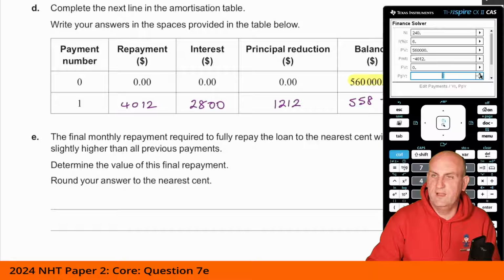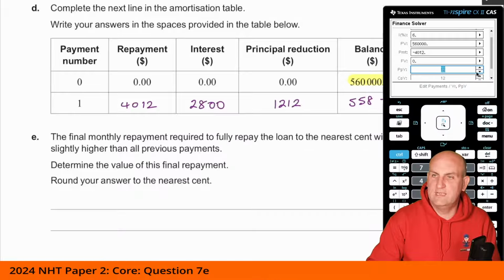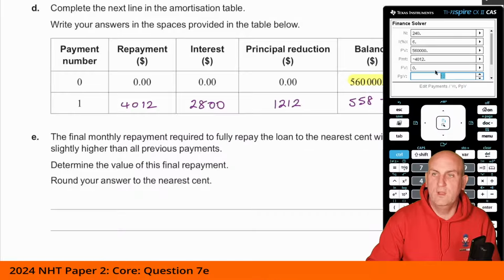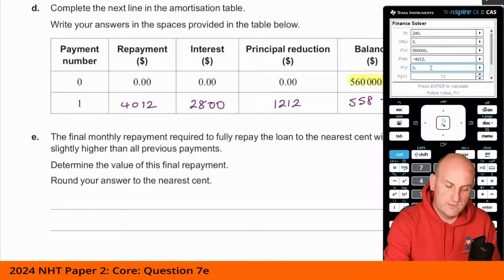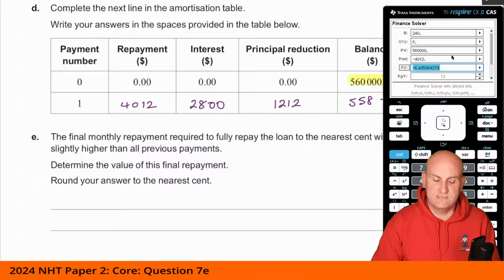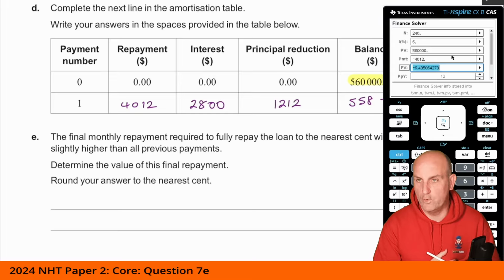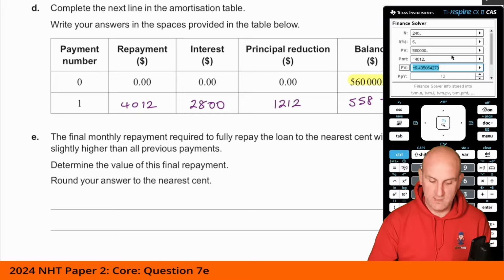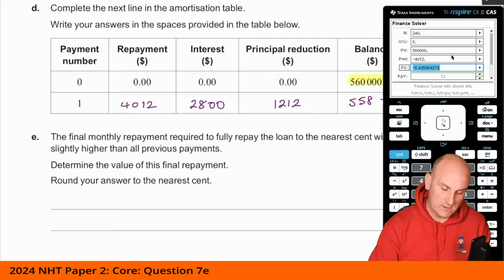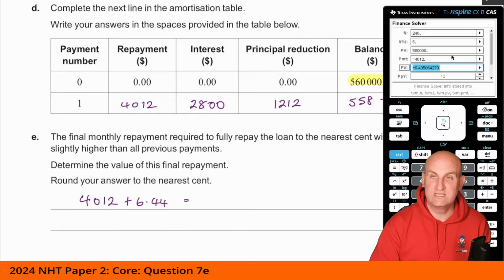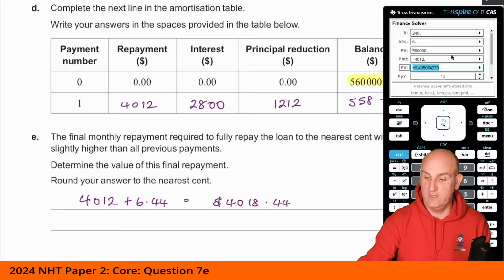My future value, we are going to find out in just a moment. The reason I'm going to find the future value is because that's going to tell me how much I have left at the end of the loan after those 240 payments. And when I hit enter, out comes minus 6.44. That minus means I still owe money. So Cleo's last payment is going to be 4012, and we've got to add on that $6.44 to clear my loan down. Putting that together gives me a grand total of 4018.44, and I believe that is going to be my correct answer.